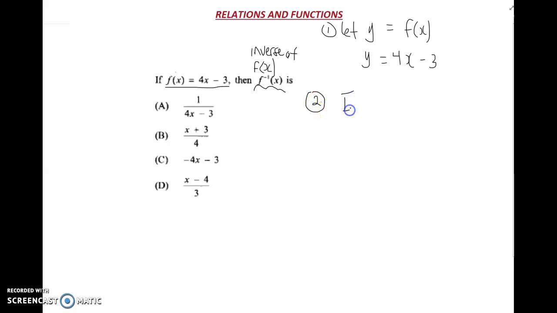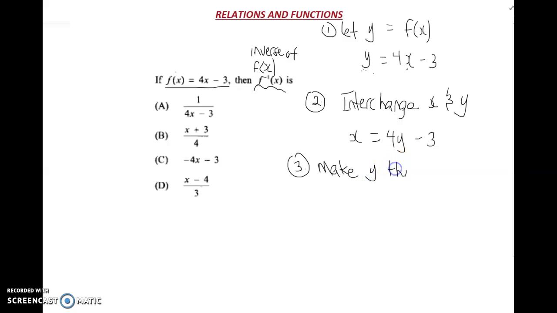Next part, we're going to interchange x and y. Meaning, wherever we see x, we're going to put y, wherever we see y, we're going to put x. So here we have y equals 4x minus 3. So wherever we see y, we're going to replace that with x. Put your 4, wherever we see x, we're going to put y, and then put everything else, minus 3.